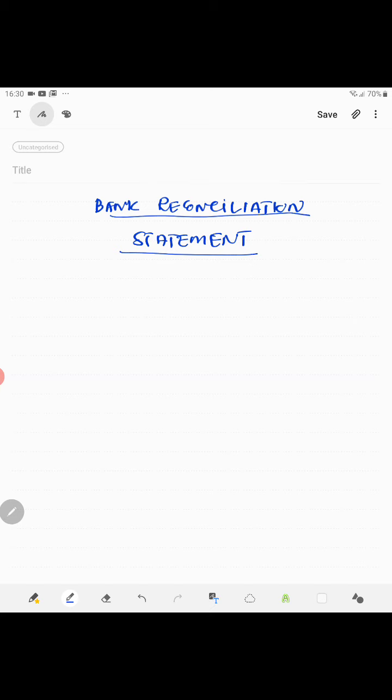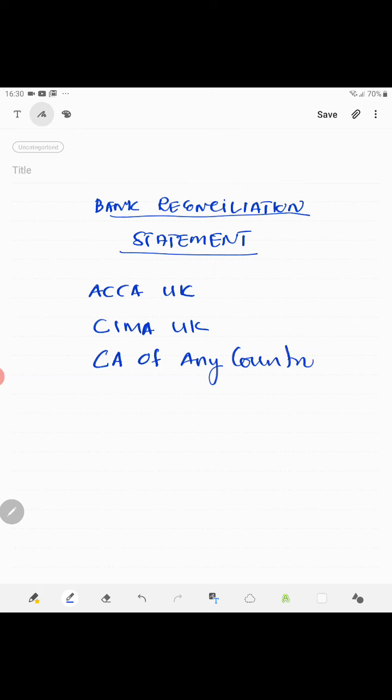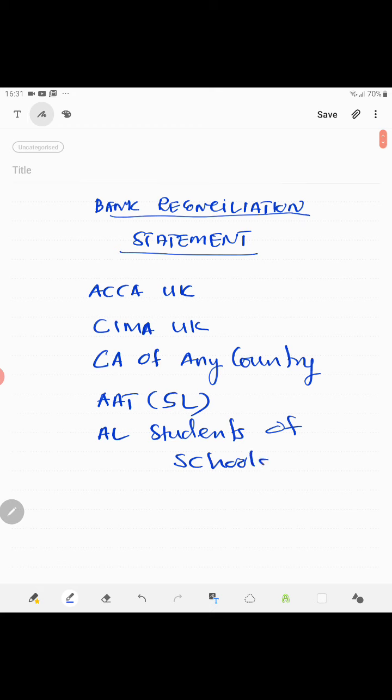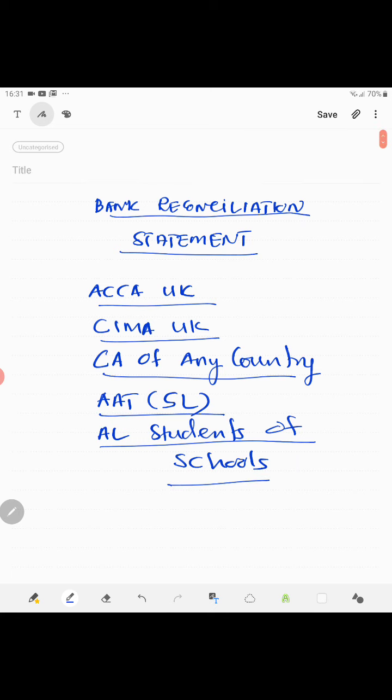The bank reconciliation statement discussion will be suitable for students of ACCA UK, CIMA UK, then CA of any country, AAT Sri Lanka, and A-level students of schools. This video discussion will be useful for these students.